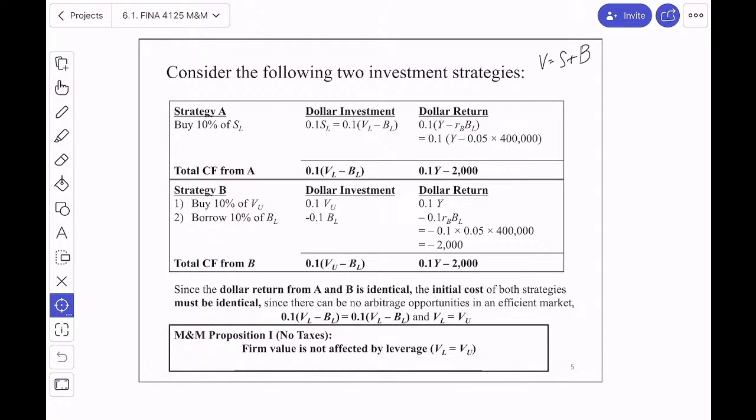So then I put the numbers in. So you can see that $2,000 will be paid to bondholders. Not 2,000, sorry. It's not going to be 2,000. It's going to be 20,000. Let me make a note here. This will be 20,000.